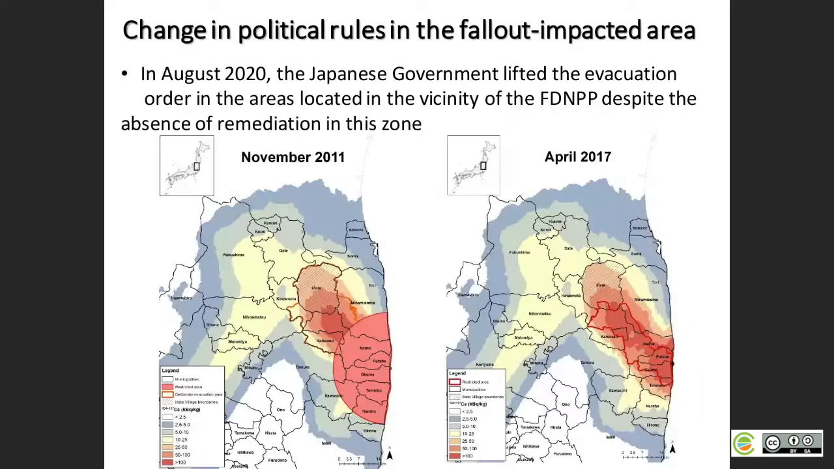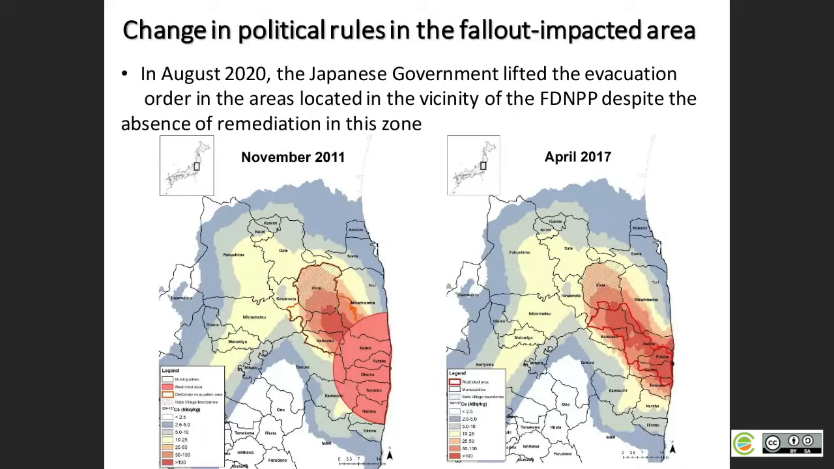To make it simple, political decisions change all the time in Japan as well. And so since 2011, we have had changes of government and decisions. So you see again, the background map is the cesium fallout map. This is the situation of the restricted access areas in 2011, and this is the map in 2017, when they started to reopen the decontaminated areas.